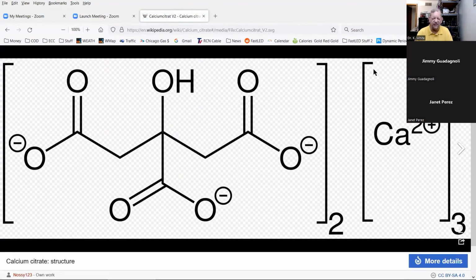Everybody see the structure on your screen right now? This is calcium citrate. And this is citric acid, and you have 3 of these, and the calcium is a +2, so you need 2 of these, 3 of these. This is the way you get your calcium, as the salt part, calcium +2, of a carboxylate anion. And this is how you get it.